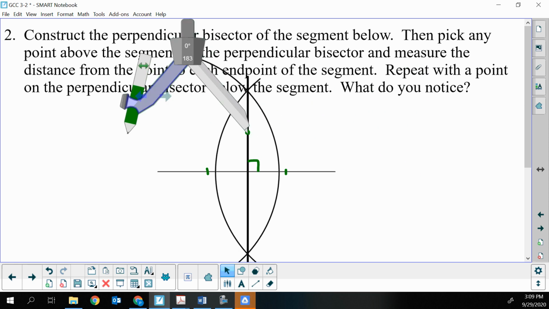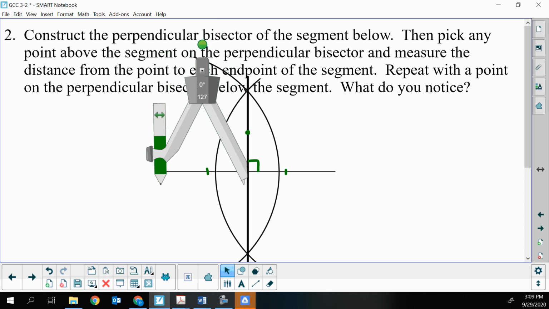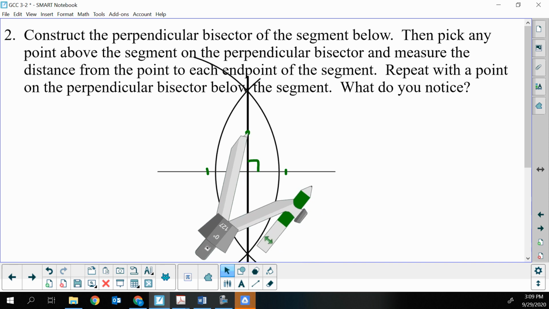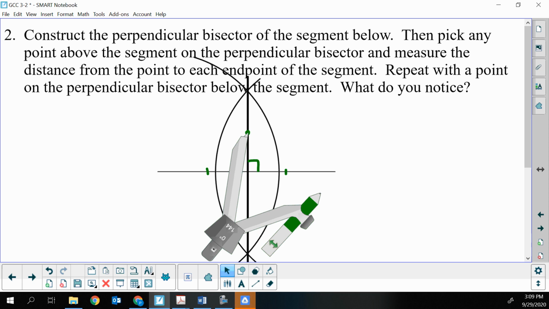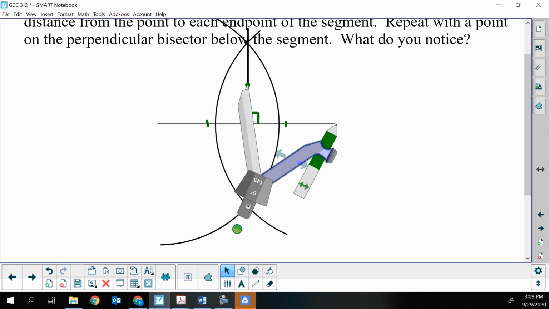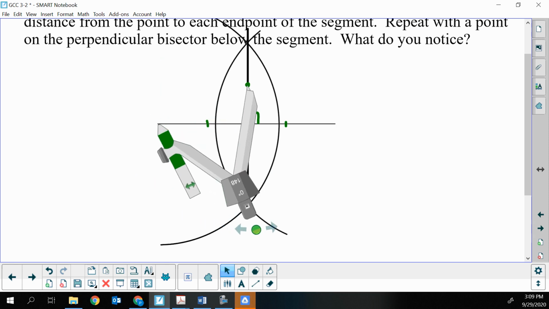So there's that. Remember, we measure with a compass. And mine doesn't let me go in between intervals, but yours would. All right, so we got about that there. Well, if I measure to the other one now, notice I'm not changing the width of my compass at all. And notice it's the exact same length.